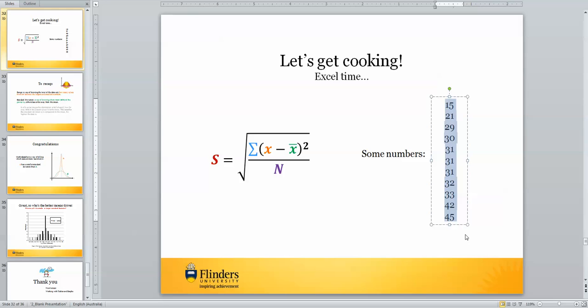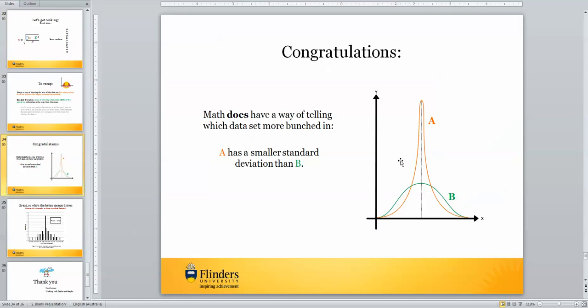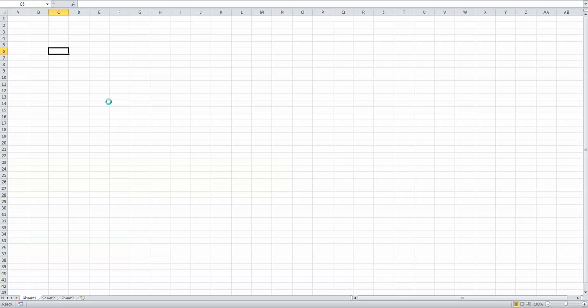But now we've actually got a way of being able to describe if most of the data points are pretty close to the center or quite far away from the center. In other words, if most of the numbers are somewhat spread out in the case of B, or if most of them are pretty close to the center like in A. And that is called standard deviation. So let's give it a go. Here we go. So this is all of our numbers.